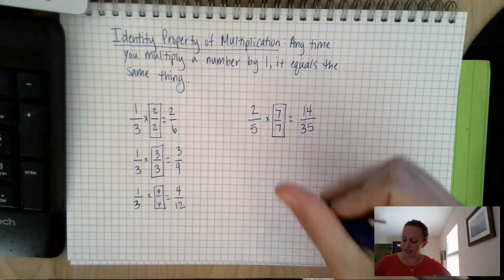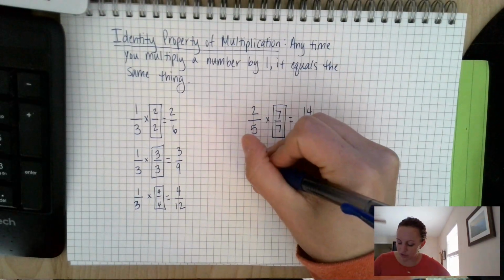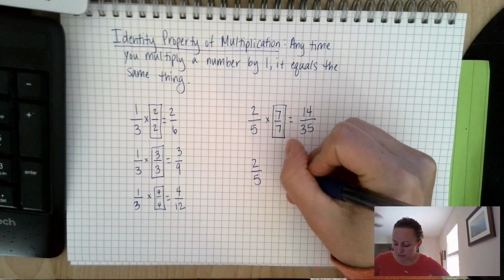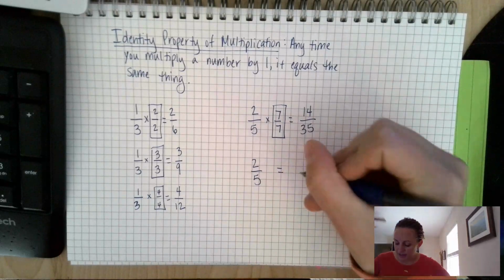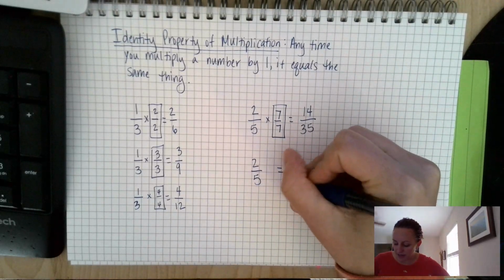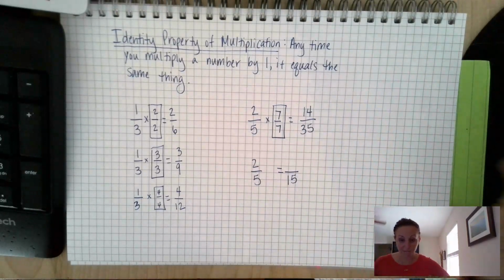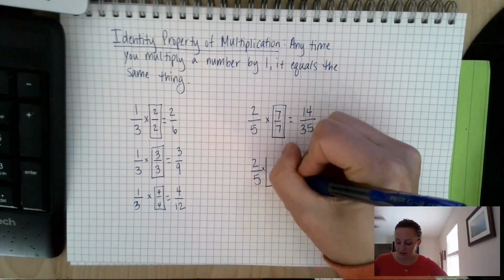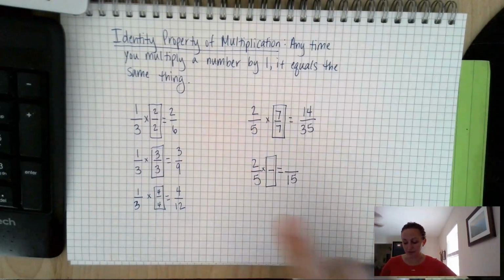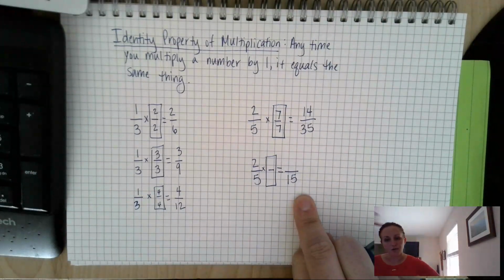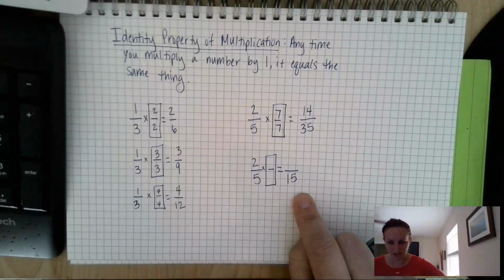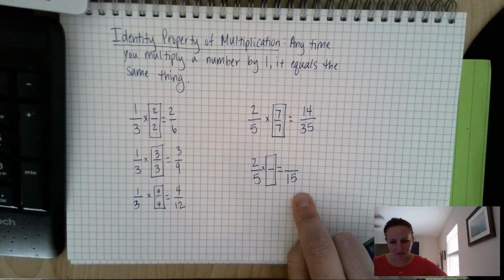Sometimes, though, you might see something that looks like this. So let's say I have 2/5, and I want to figure out what it's equivalent to, and I know that the denominator has to be a 15, because you will see this as well. Well, I'm going to multiply, right? And I have to think about my multiplication facts. I told you those are going to come back to you.